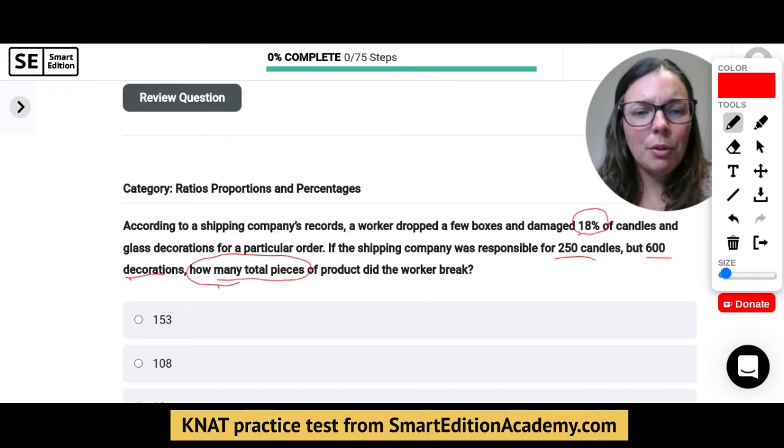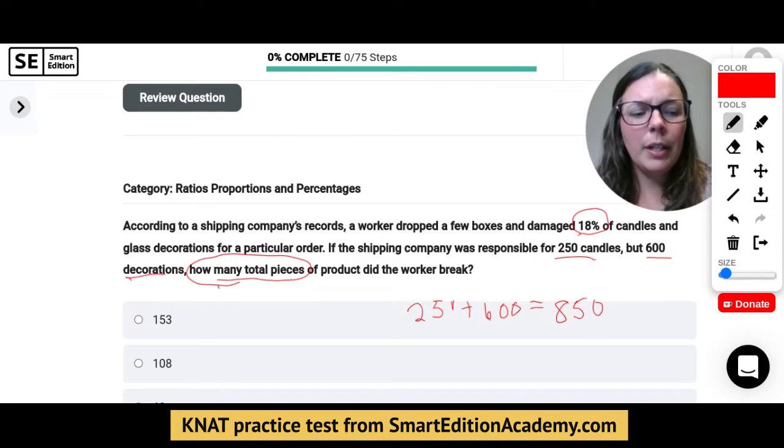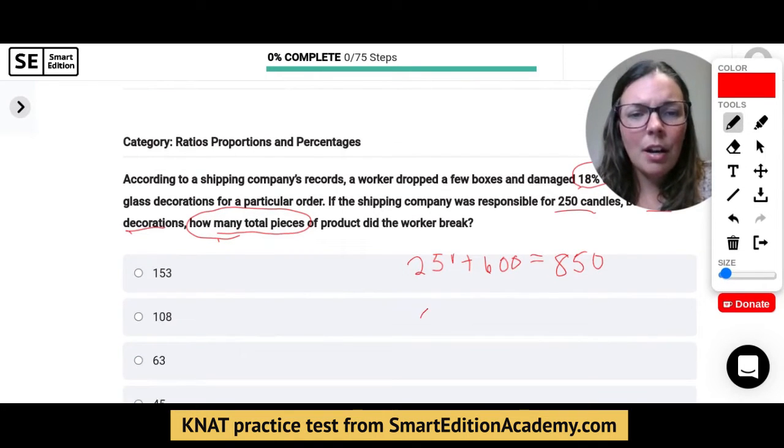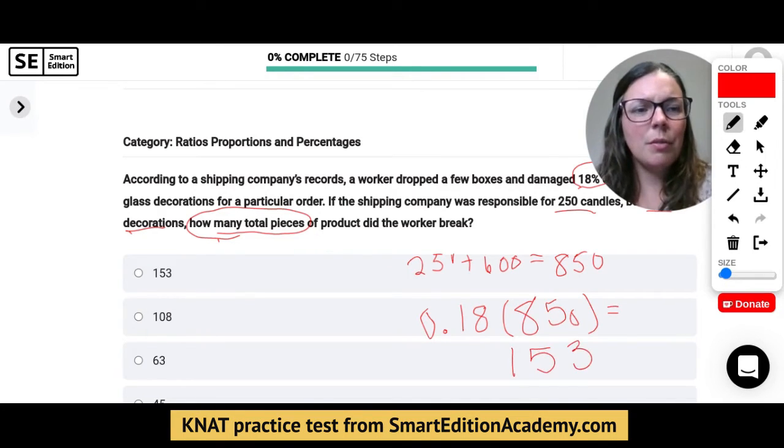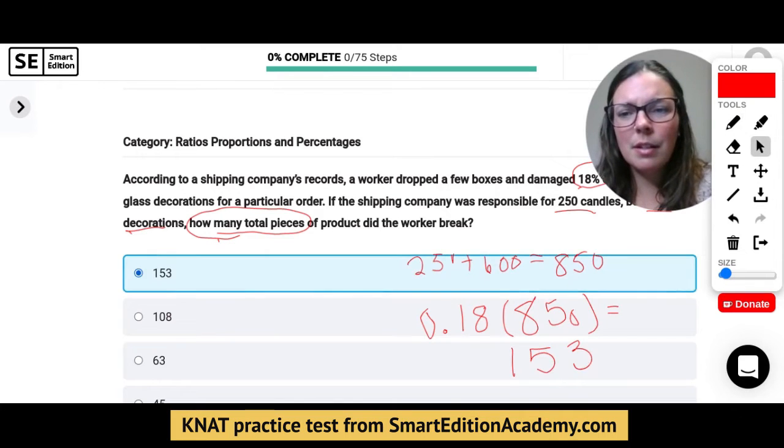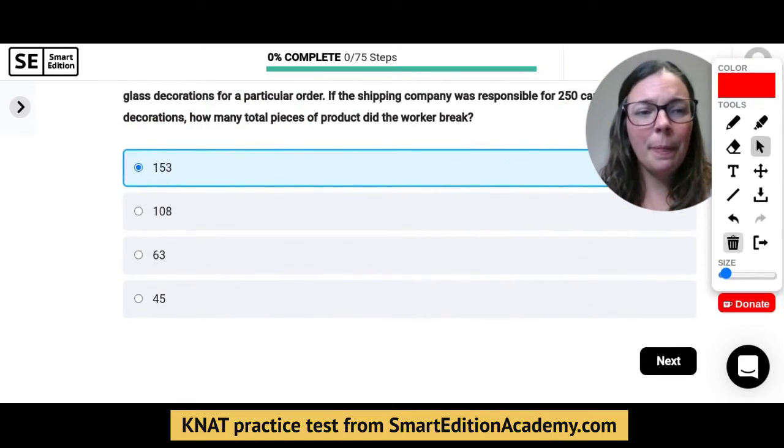So I'm going to find the total. 250 plus 600 is 850. Okay, and now I need 18% of that. That's how many that they broke. So turn it into a decimal, swoop to the left twice, right? So 18% is 0.18 times 850. Okay, so when we multiply that out, we should get about 153 total pieces that were broken.